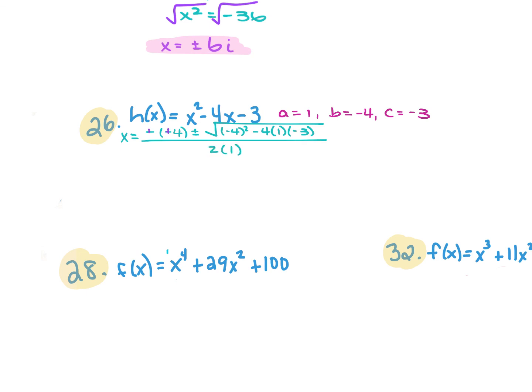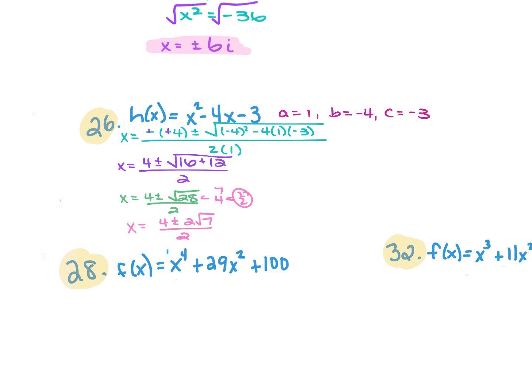Your double negatives turn into positives, so that's x is equal to 4 plus or minus the square root of 16 plus 12 all over 2. That 16 plus 12 underneath that radical gives us 28, so x is equal to 4 plus or minus the square root of 28 over 2. That 28 simplifies because it's 4 times 7, and the 4 simplifies to be 2 times 2. So this gives us x is equal to 4 plus or minus 2 square root 7 all over 2.